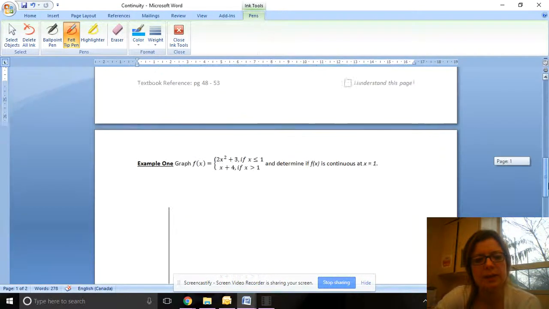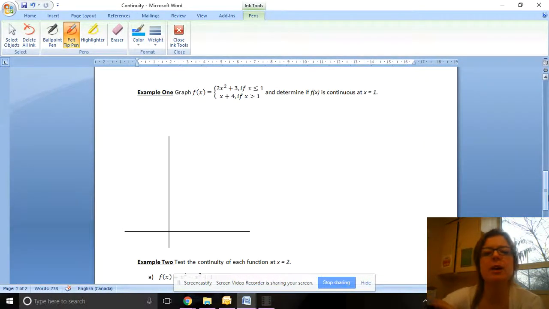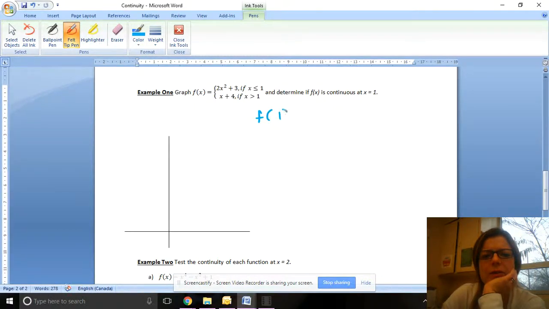Okay. So now let's move on to this example where I want us to actually graph this piecewise function. To graph a piecewise function, we're going to check what's going on at the fence here. So this first function owns the fence of 1. The value of 1 actually goes into the 2x squared plus 3. So f of 1 is equal to 2 times 1 squared plus 3, so it's equal to 5.